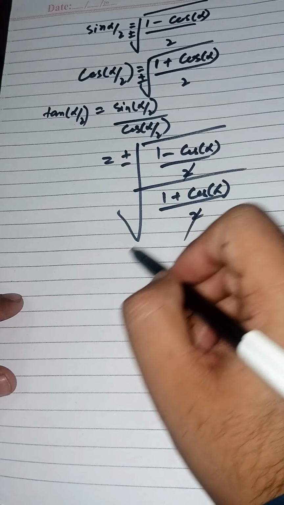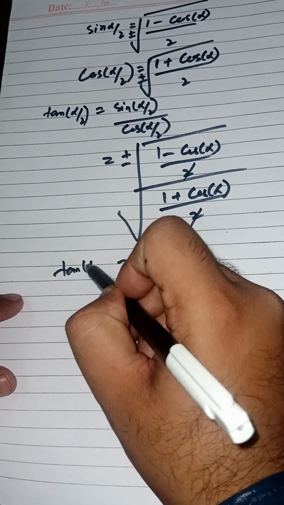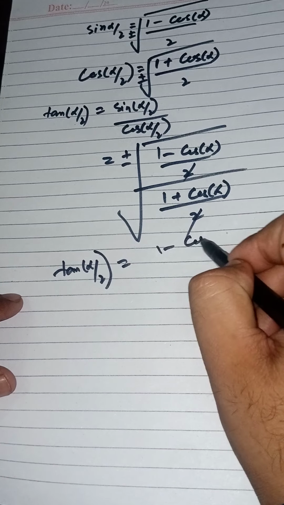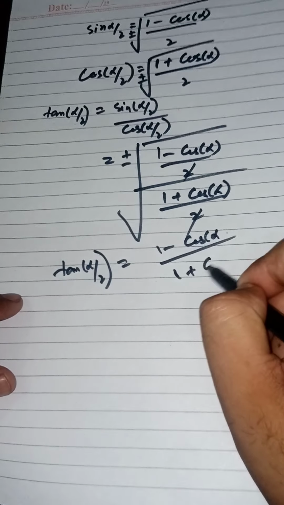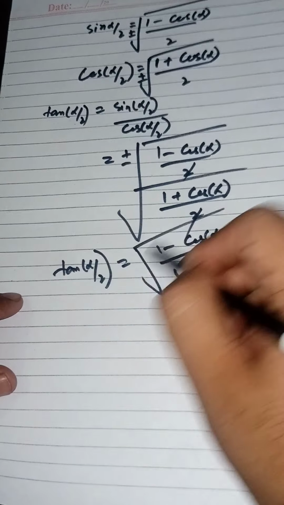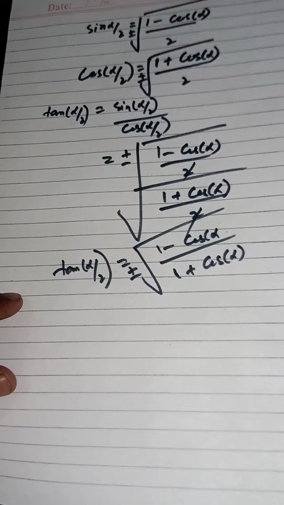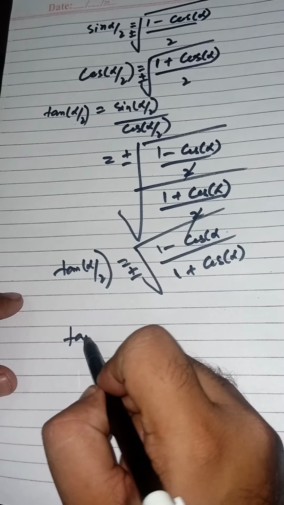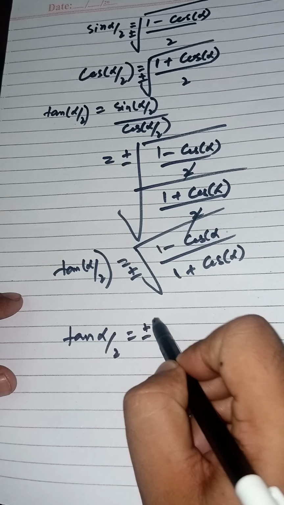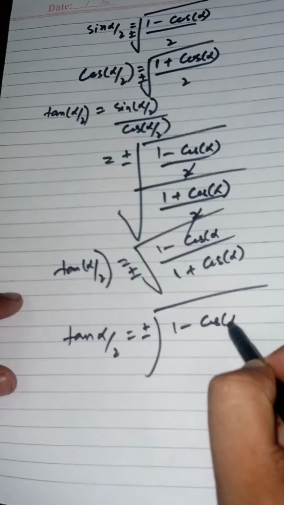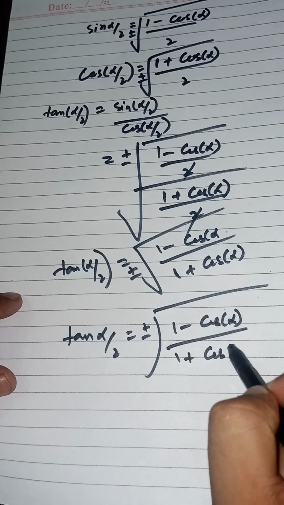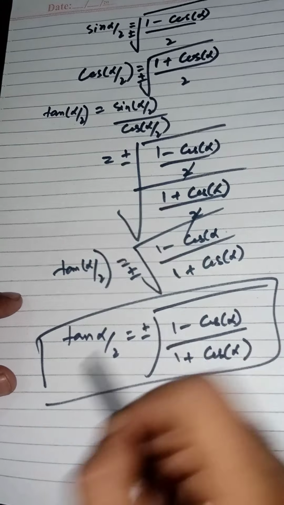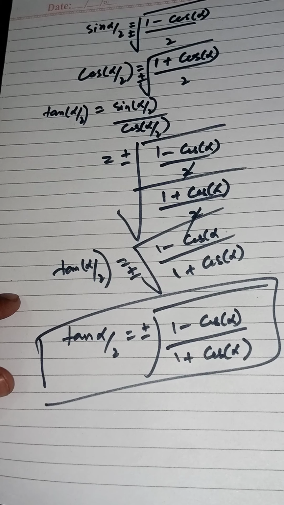So 2 cancels out with 2, and tan alpha by 2 is equal to plus minus the square root of (1 minus cos alpha) divided by (1 plus cos alpha). It is the tangent of half angle identity: tangent alpha by 2 is equal to plus minus the square root of (1 minus cos alpha) divided by (1 plus cos alpha).